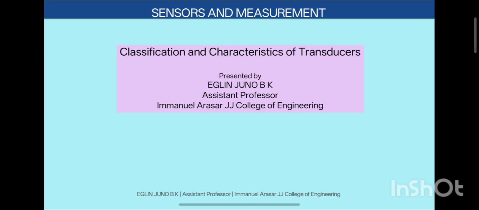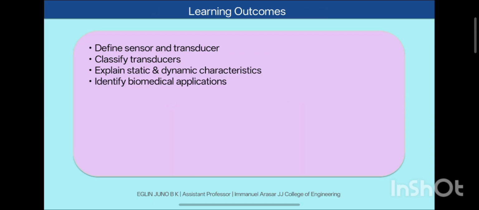In biomedical engineering, sensors are present in almost every instrument. For example, the pulse oximeter uses optical sensors. ECG uses electrodes as sensing elements. Also, a digital thermometer uses a temperature sensor. Nowadays, wearable devices like smartwatches also contain multiple sensors. These sensors continuously monitor the heart rate, oxygen level, sleep pattern, and physical activity also.